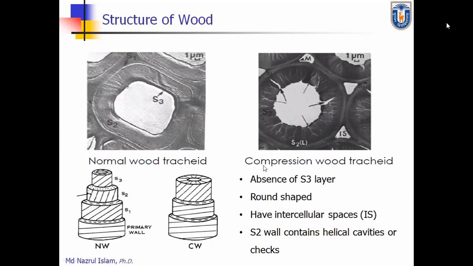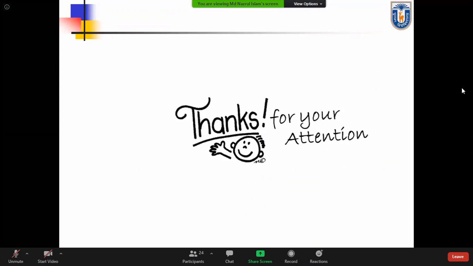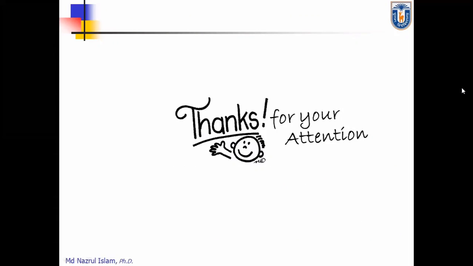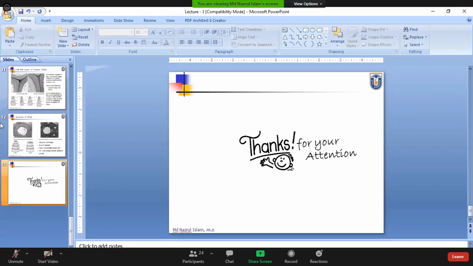That means absence of the S3 layer. In that case, there will be no S3 layer. It should have a round shape. However, there is some intercellular space, and the S2 layer contains some helical cavities, and there are also some cracks. So that is the microstructure and ultrastructure that we are discussing in this stage.